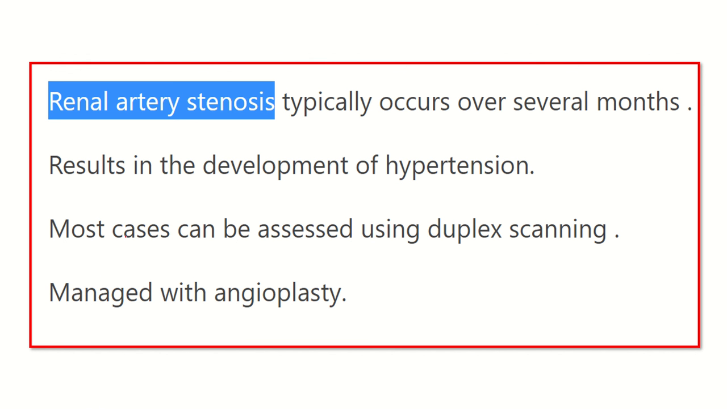So here we can see that renal artery stenosis typically occurs over several months. That means it requires a longer time and results in the development of hypertension, so those types of patients become hypertensive. Most cases can be assessed using duplex scanning and managed with angioplasty.